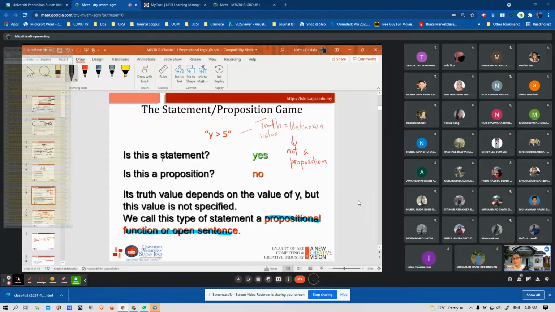Okay, and then kita ada statement proposition juga. Y is greater than 5 lah. Is this a statement? Yes lah. Is this a proposition? No lah, because Y ni kita tak tahu lagi dia punya values. Values dia is not depending on any values lah.